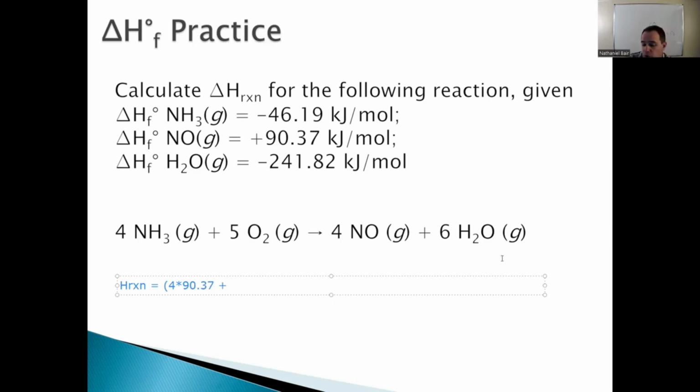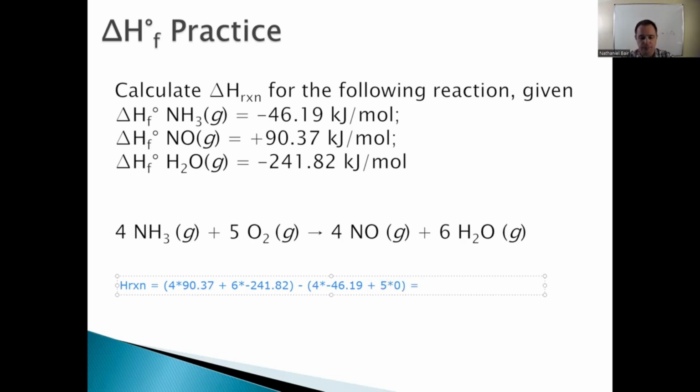plus H2O. Well, we need to make 6 of them in the gas phase. So 6 times the H2O, which is negative 241.82. So this is the sum of the standard enthalpies of formation of the products. And now we need to subtract the sum of the standard enthalpies of formation of the reactants. So that's going to be parenthesis 4 times the standard enthalpy of formation of ammonia, which is negative 46.19, plus 5 times the standard enthalpy of formation of O2. Well, if you look, I didn't give you O2. There's a reason. O2 is a pure element, so that's 0. So that's plus 5 times 0, which is 0.